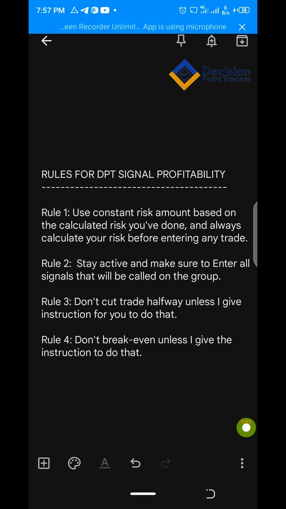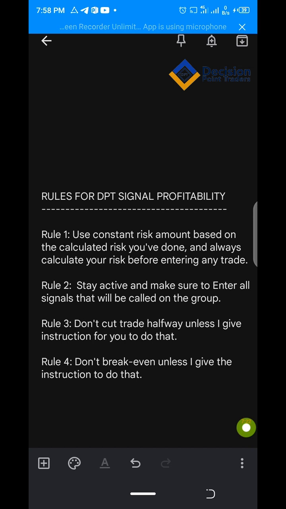Rule 3 says don't cut any trade halfway unless I give instruction for you to do that. The reason is that most of the time I won't give instruction to cut a trade. Most trades we go to TP. But if we are aiming towards 3R and the trade is already on 2.9 or 2.95 or 2.85, and I ask you to close the trade, that is still okay. You don't need to be greedy because of 0.3 and then we lose the trade. So those are the times I can ask you to close your trade.